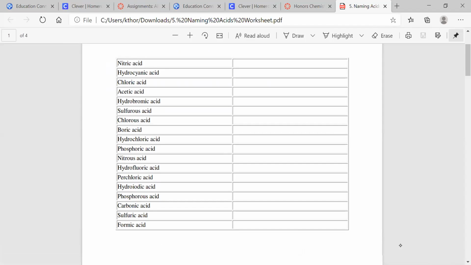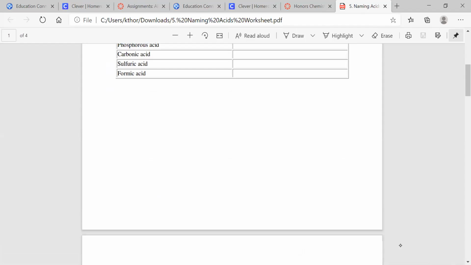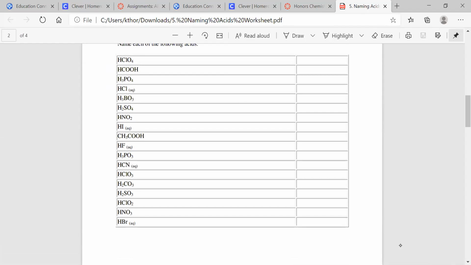You see all these names? You need to give me the formula. You will need to refer to your list that you should all have out right now to help you. There will be some that you do know, like phosphoric and carbonic. And then there will be some that you may not be familiar with, like formic or boric or perchloric. And then on the next page, you have the opposite. I gave you the formula. You have to give me the name.